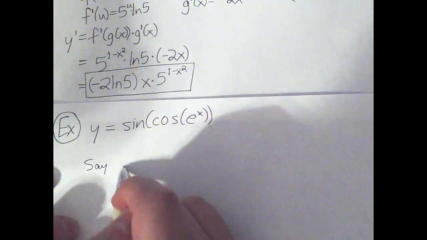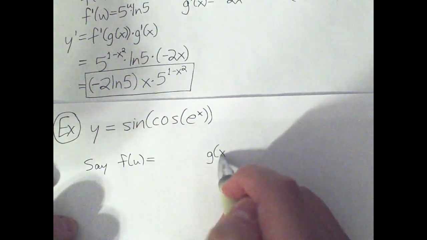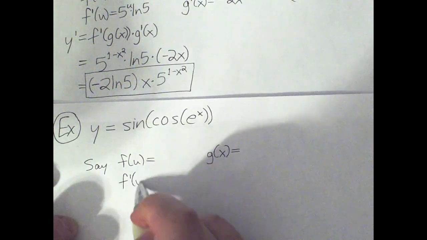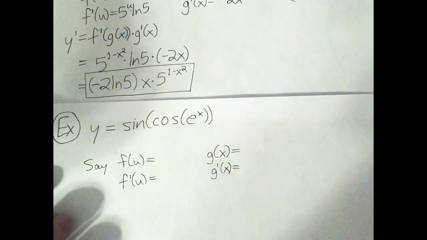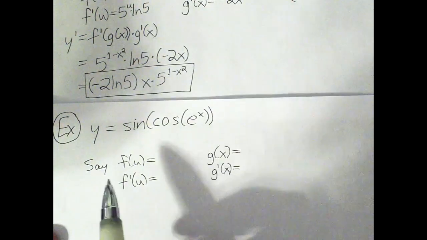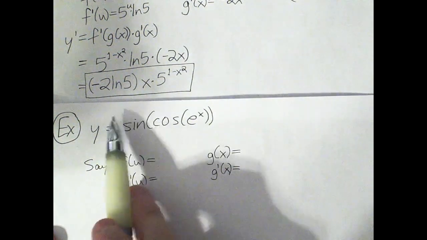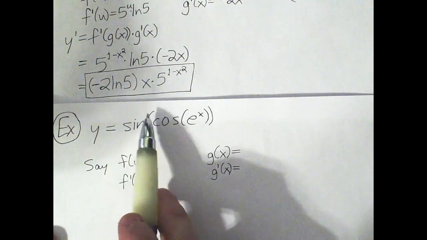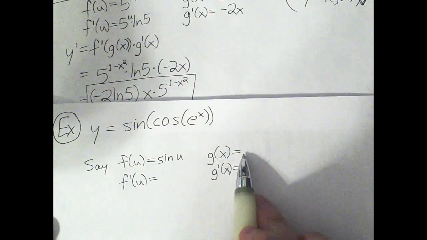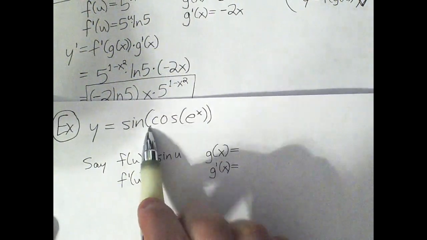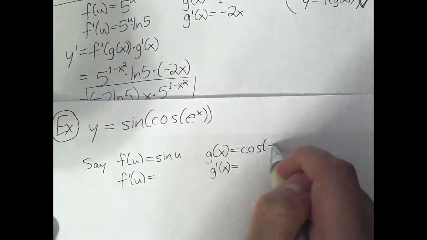How about we say f of u equals something, g of x equals something, f prime, g prime. All right, so that's good. We're getting started. I think that we could look at sine and say sine is sort of the outermost function. So I'm going to say f of u is sine of u. And that means that the inner function is everything inside these parentheses. So everything inside these parentheses would be cosine of e to the x.